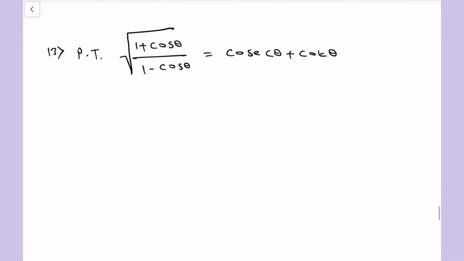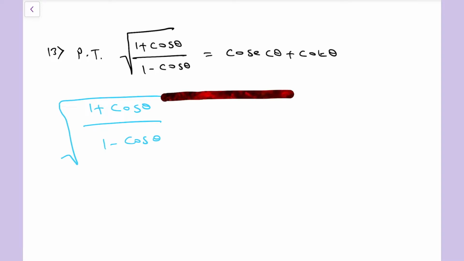Prove that under root (1 plus cos theta) divided by (1 minus cos theta) equals cosec theta plus cot theta. First write the given left side part: under root 1 plus cos theta divided by 1 minus cos theta. Whenever you have a question like this, under root 1 plus cos theta by 1 minus cos theta, or else 1 minus sin theta by 1 plus sin theta, or 1 plus sin theta by 1 minus sin theta, whatever it is, what we need to do is the rationalizing factor.